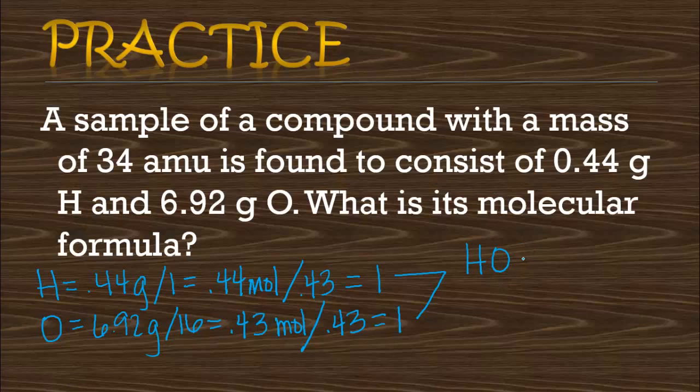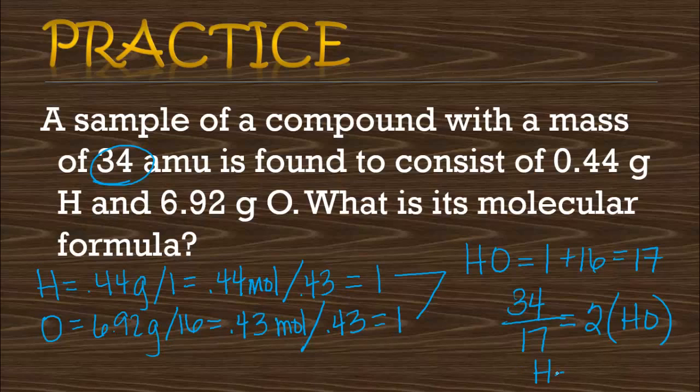Now I need that mass. So I know I have 1 plus 16, which gives me 17. So that is my empirical formula mass. Now I have to take my molecular formula mass, and I need to divide. If ever you forget which one needs to go on top and which one needs to go on bottom, know you can never have a decimal. So your larger number always has to go on top. So I have to take 34 divided by 17, and I get 2. Multiplying that by my empirical formula, and my final molecular formula is going to be H2O2.